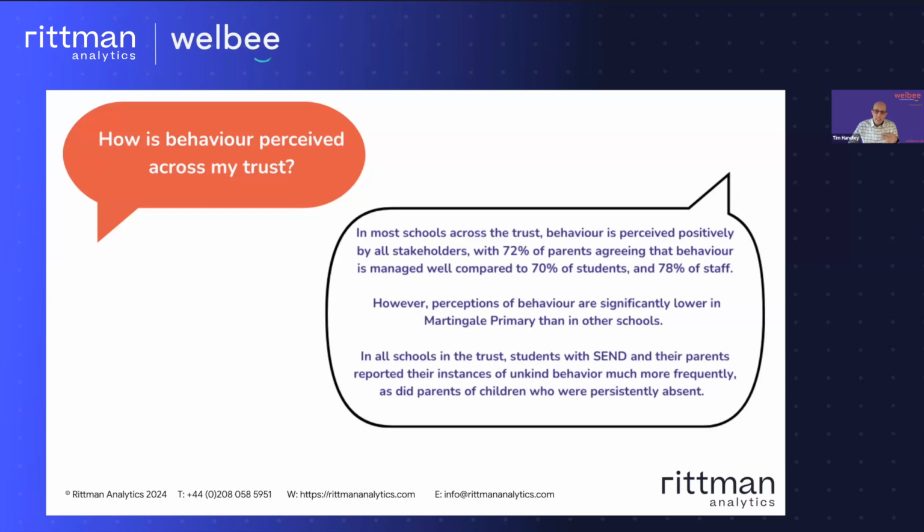But then it also picks out, even though it wasn't asked this as part of it, that looking at the data, students who've got special educational needs reported higher instances of unkind behaviour, and that's being witnessed far more frequently, as did parents of those who are persistently absent. So it gives the trust a starting point to think, okay, I wonder if the reason they're not at school is because of unkind behaviour, or if we've got some work we need to do about special educational needs and differences to help the unkind behaviour experienced by SEND students.